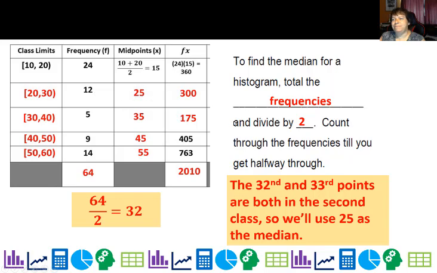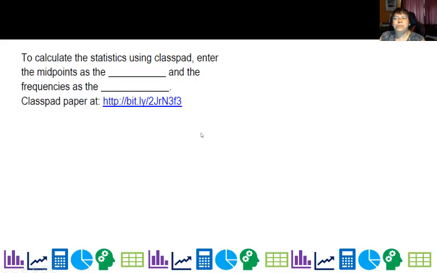Now, I have also created a ClassPad paper, and there's a video on my website on how to use it. Here's the source of the paper. Again, use the midpoints as the x values and the frequencies as the weights, and you can use that to calculate a lot of your statistics and skip the table section. But you're still expected to be able to fill out a table individually to know how each of the steps work.